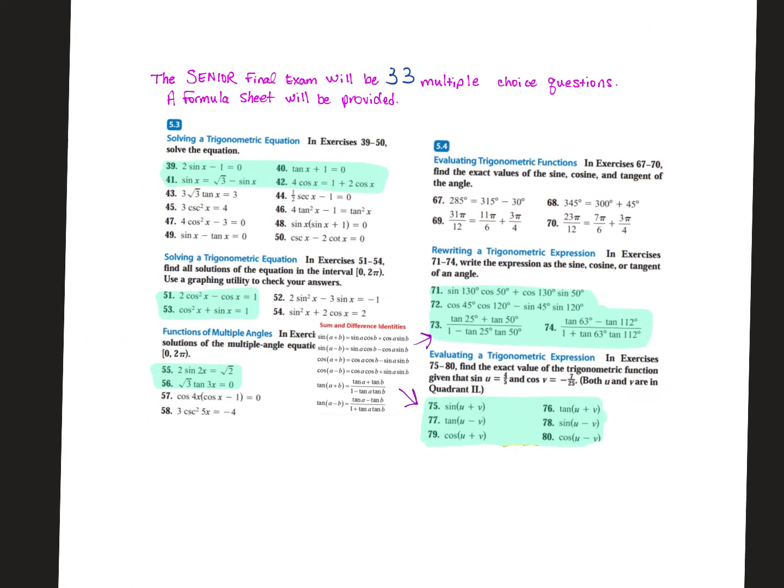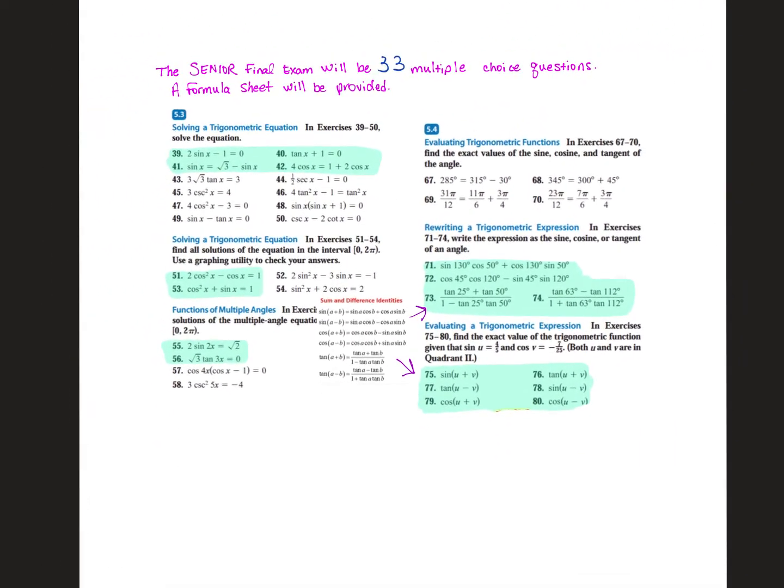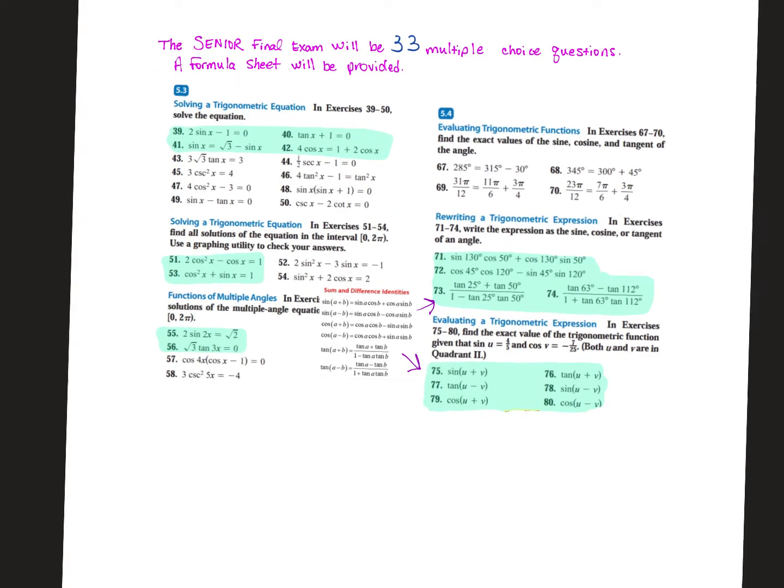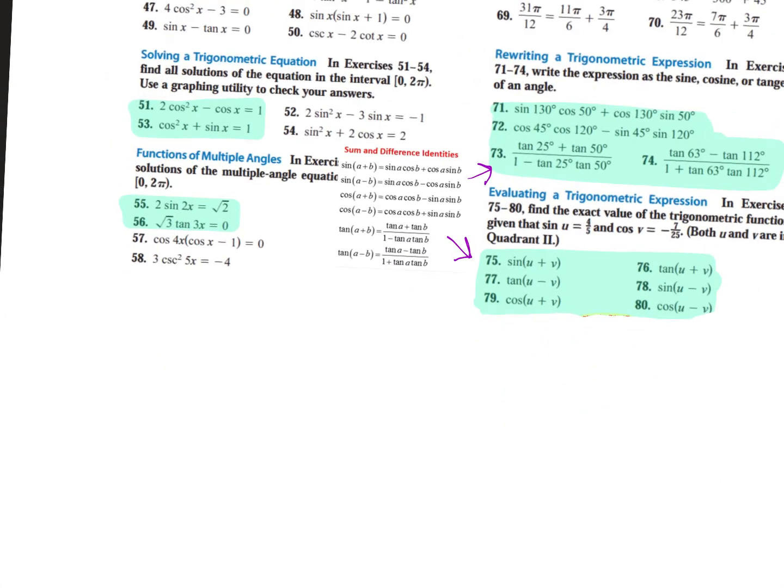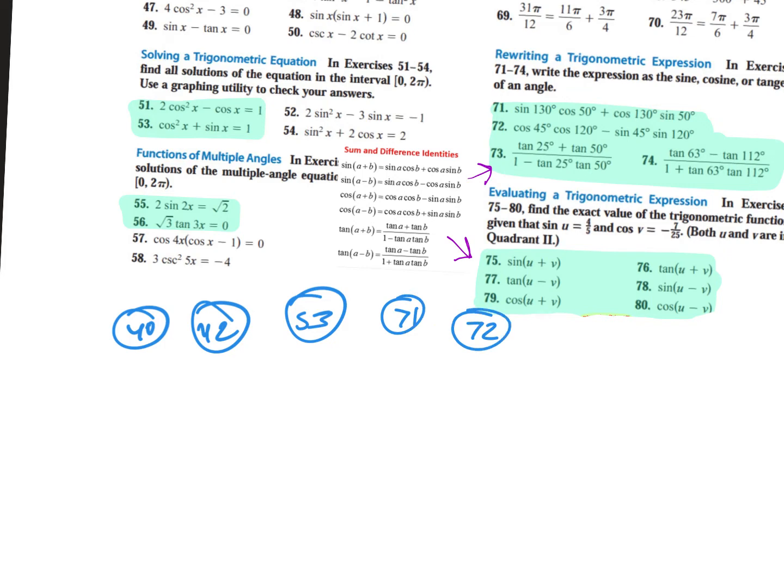I'm not sure why this is blurry. But that's okay, because I'll just rewrite the questions. All right, let's go through some of these. So get your pencils ready. Let's write some stuff down. I'm going to do 40 for this first page. I'm going to do 40, 42, 53, 71, 72, 78, and 79.